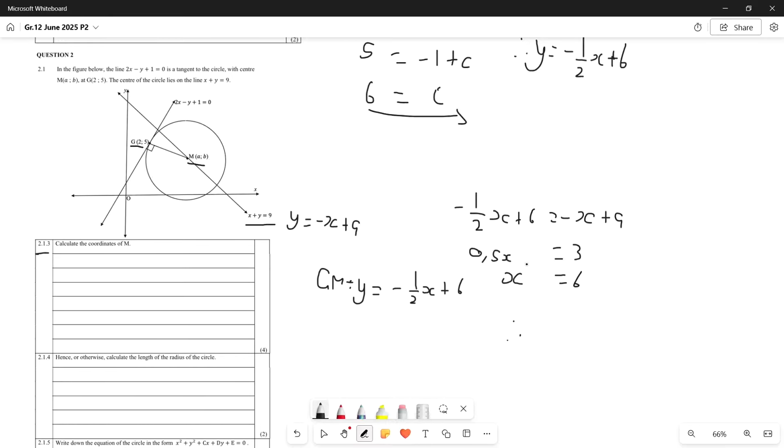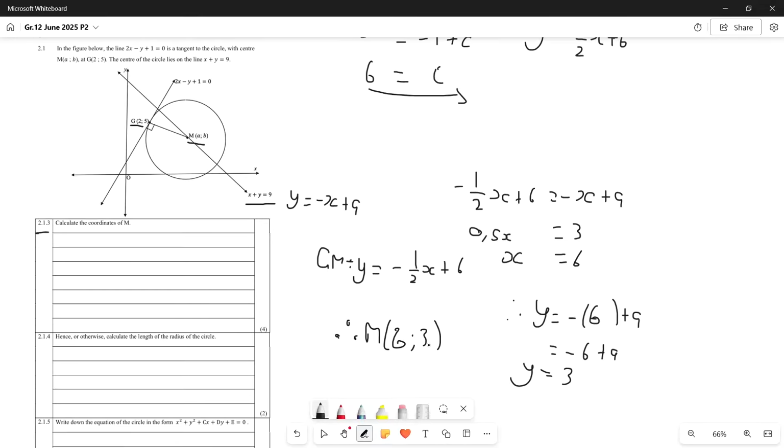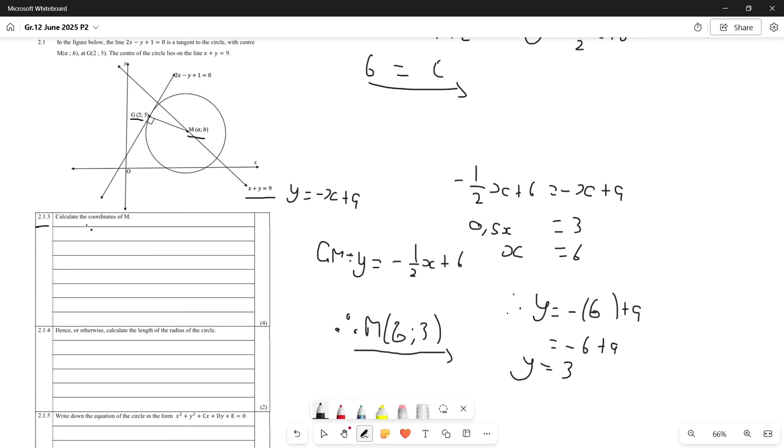And then we need to go ahead and plug in the 6 into either one of these graphs to get their y value. So if we just plug it in here into y equals minus 6 plus 9, we have y equals 3 over there, which means M in coordinate form is (6, 3). Cool. And that is our final answer. On the memo, it said that if we didn't put it in coordinate form, we would lose a mark. So just a reminder that whenever they ask for coordinates, put it in coordinate form.